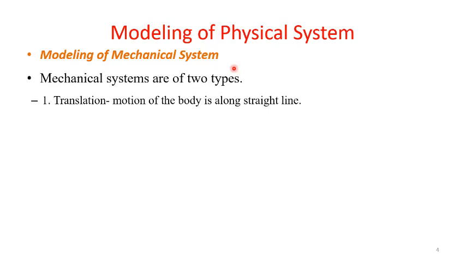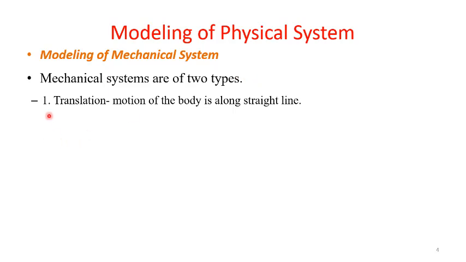Okay, let's begin with the modeling of a mechanical system, a topic we are very familiar with under the modeling of physical systems. When we talk about a mechanical system, we come across mechanical motions, which we describe by applying Newton's laws of motion. The mechanical system comprises two types of motions: one is the translatory motion and the other is the rotational motion.